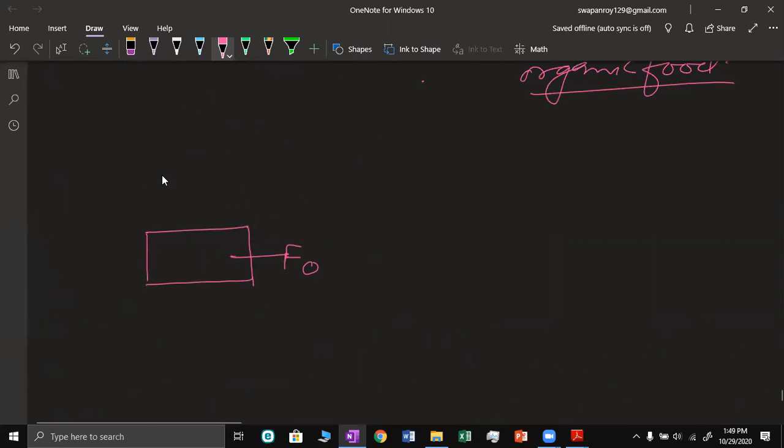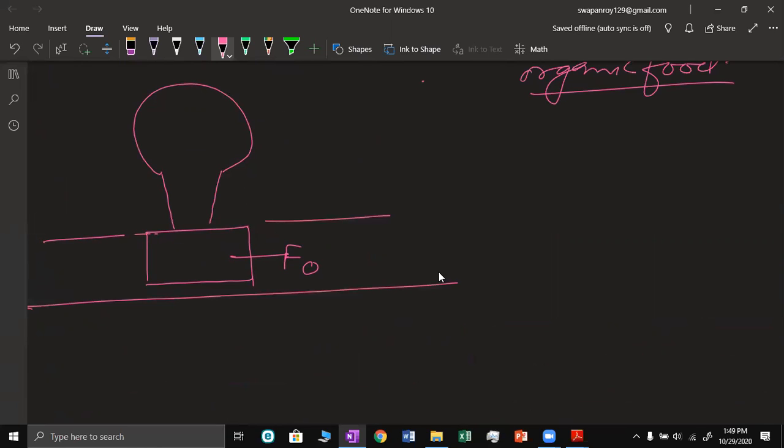This is the F0 portion, and to this there is a knob-like part which is exposed outside the membrane. Say this is the membrane. So its base is the F0 portion. These are all proteins, okay? F0 portion, and this portion is F1.